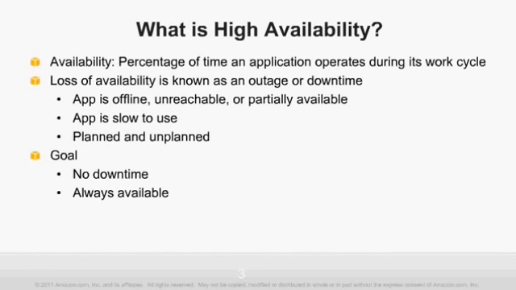High availability means different things to different people. So let's agree on some fundamental definitions to get started. HA is also implemented differently based on app architecture and workload. So does HA mean that an app is simply live or reachable, or that it's servicing requests with an acceptable level of performance? Loss of availability, how do we define that? Is that offline or unreachable or partially available or slow to use? Do we include planned or unplanned? Probably. So our goal should be no downtime and always available.